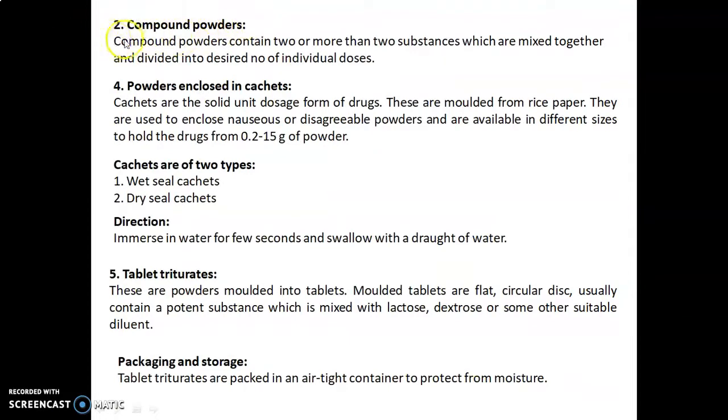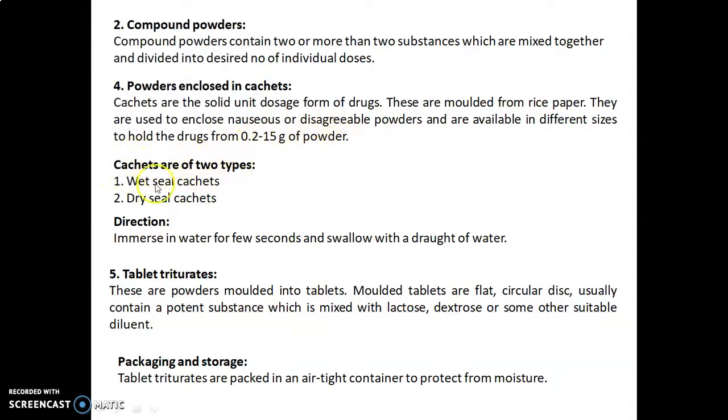Compound powders. Compound powders contain two or more substances which are mixed together and divided into the desired number of individual doses. Fourth one, that is powders enclosed in cachets. Cachets are solid unit dosage forms of the drugs. These are molded from rice paper. They are used to mask nauseous or disagreeable powders and are available in different sizes to hold from 0.2 to 15 gram of powder.